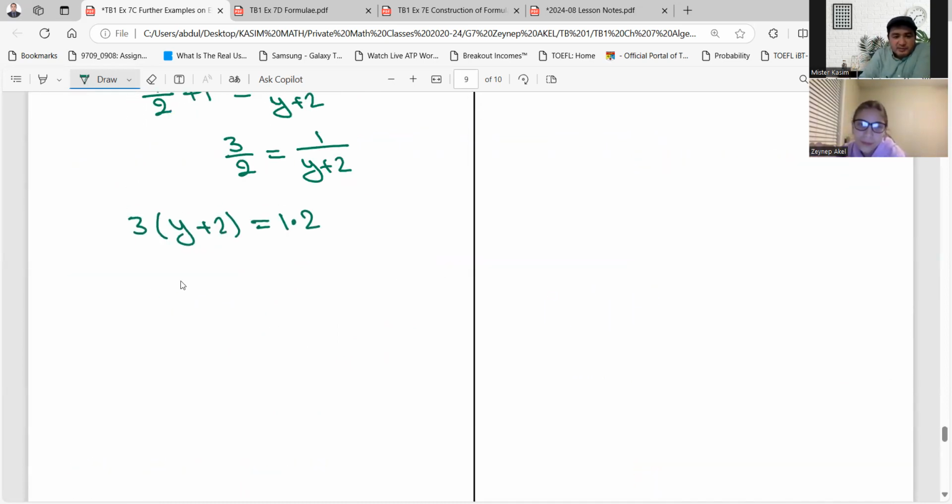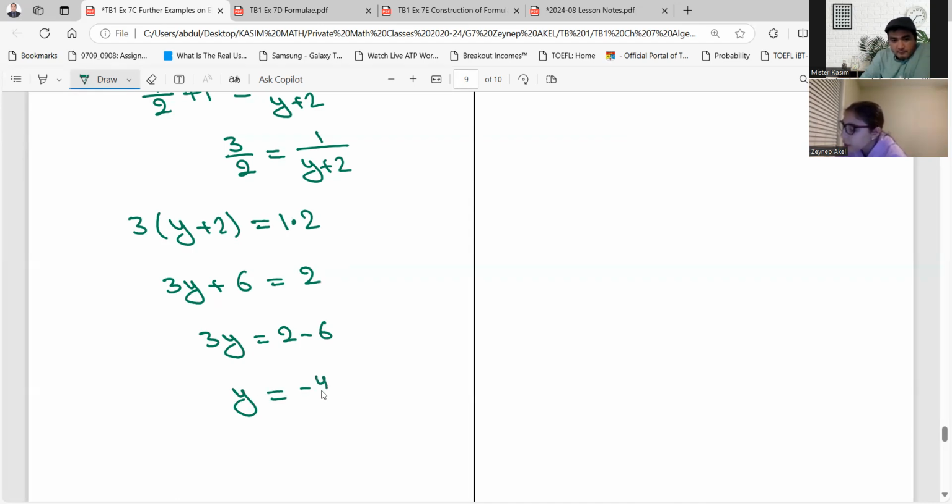So you just expand this. 3 times y is 3y. Y plus 6 equals 1 times 2. That is 2. So 3y equals 2 minus 6, negative 4. So that would be y equals negative 4 over 3. That's it.